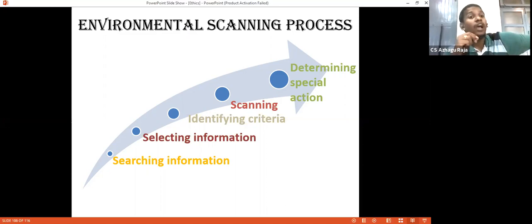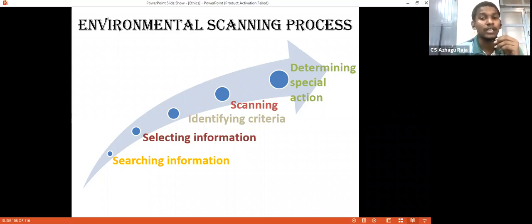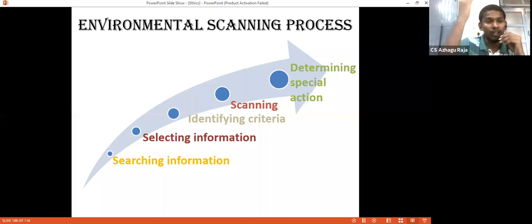Such information can be anything, right? When you search for the information, you don't go with a preconceived idea. You collect information, and after collecting it, you select information which is relevant to the achievement of your organization's goals. That is very important. And then, after selecting and identifying what is more relevant to your company alone, you scan it. That is identifying what is internal, what is external, which is within your control, which is outside your control, and then you scan it.